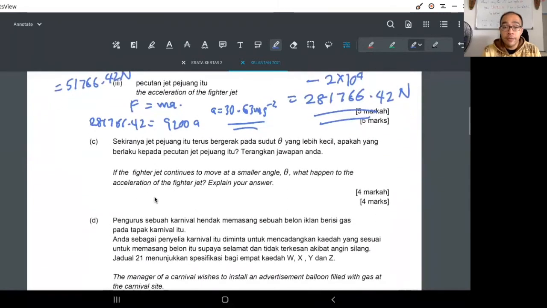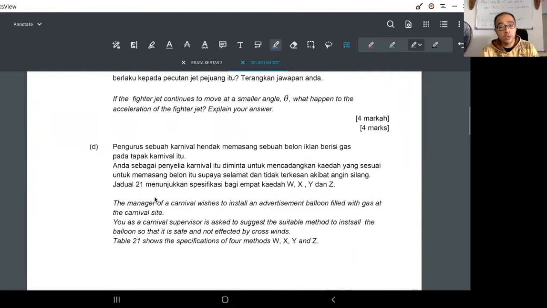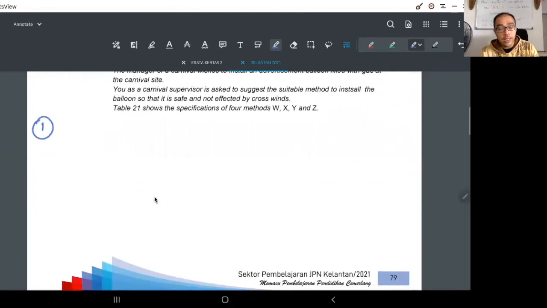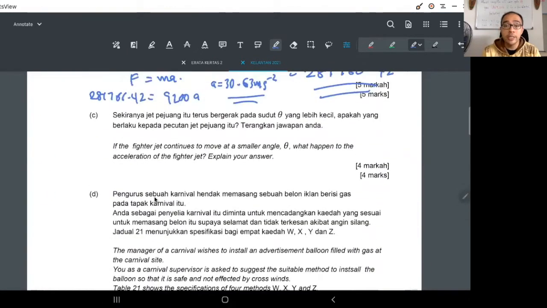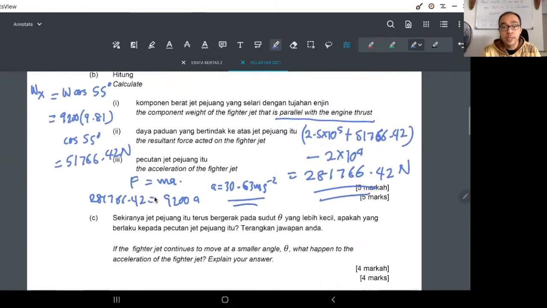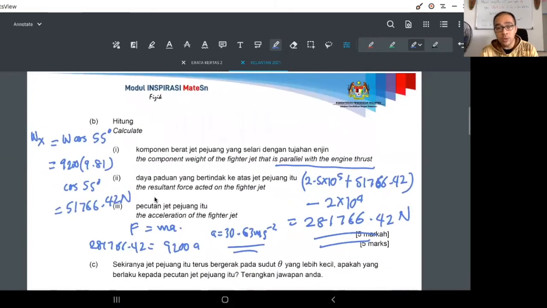If the fighter jet continues to move at a smaller angle, what happens to the acceleration of the fighter jet? Same thing. It's a 4-mark question. Think about it. If you decrease the angle, what happens? The best way to look at this is we decrease this value and look at what happens to this one. Is it smaller or bigger than 51766?